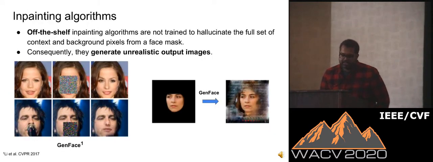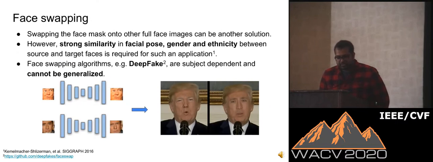So how do we generate the missing pixels? One way is to use off-the-shelf in-painting algorithms, but because they are not trained to hallucinate such a huge set of pixels, they generate unrealistic results. The other option is to take the face mask and swap it to a full face image using any face swapping algorithm. However, for that you need strong similarity in facial pose, gender, and ethnicity, which is sometimes unrealistic. Moreover, some of these face swapping algorithms are not generalizable and work for only one person at a time, like the deepfake algorithm we have all heard of.